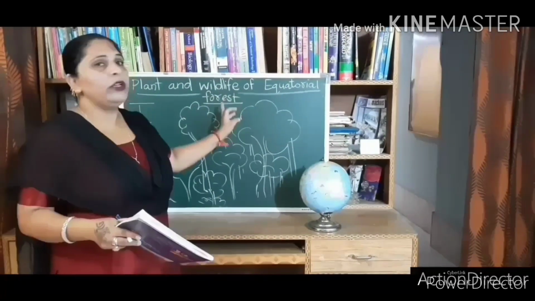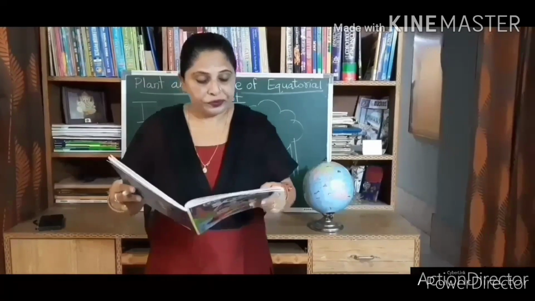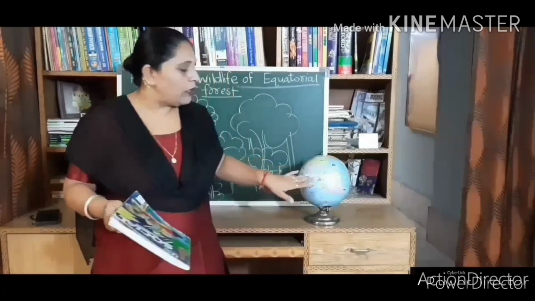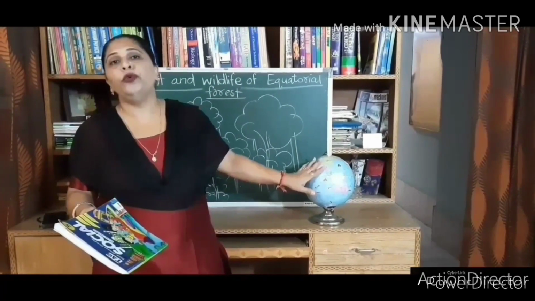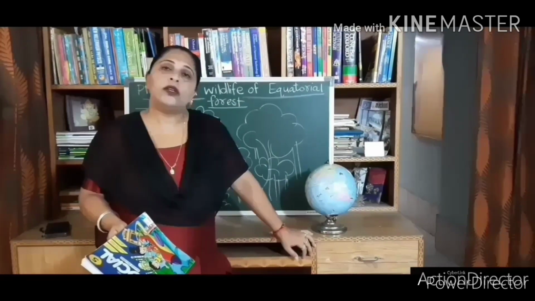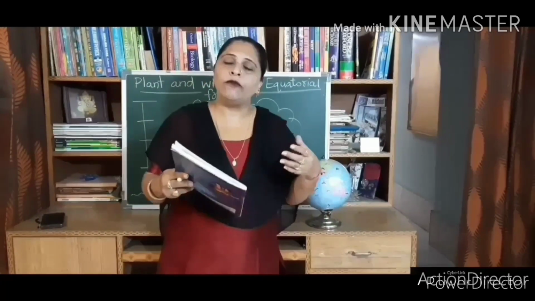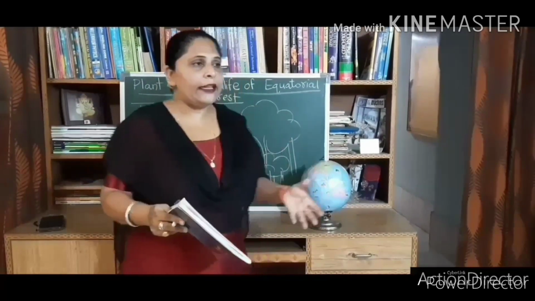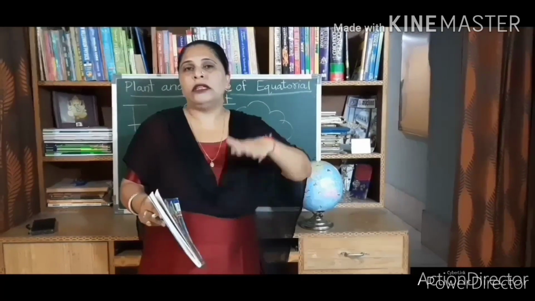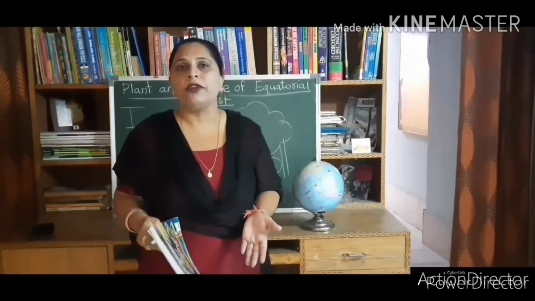and wildlife of equatorial forest. We are going to read about this. Because this tropical region, the equatorial region, is prone to direct and hot sunlight, it is hot as well as wet. It experiences rainfall daily. And then there are several layers of the forest. As per the height of the trees, there are several layers of the forest.